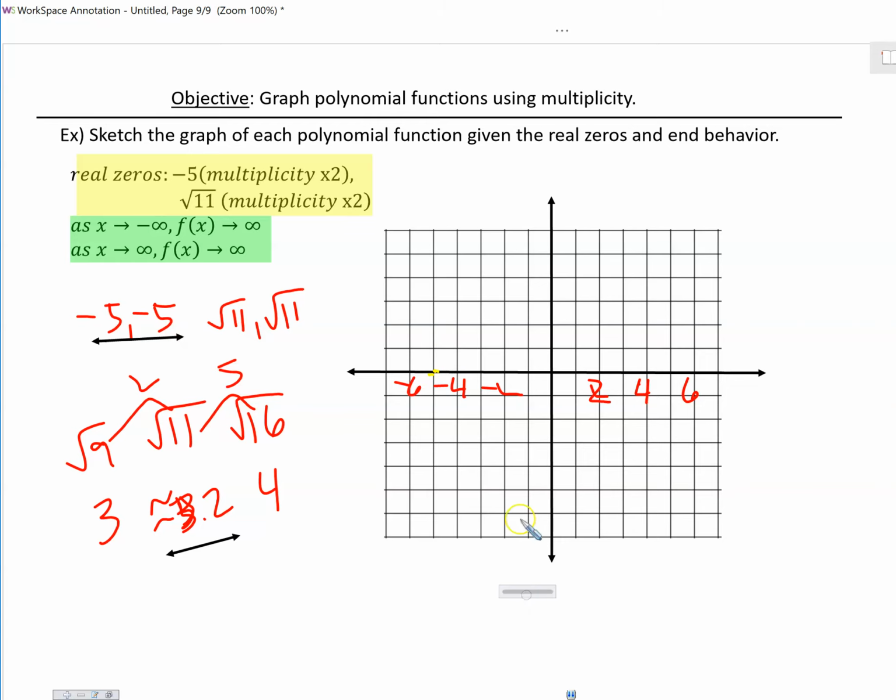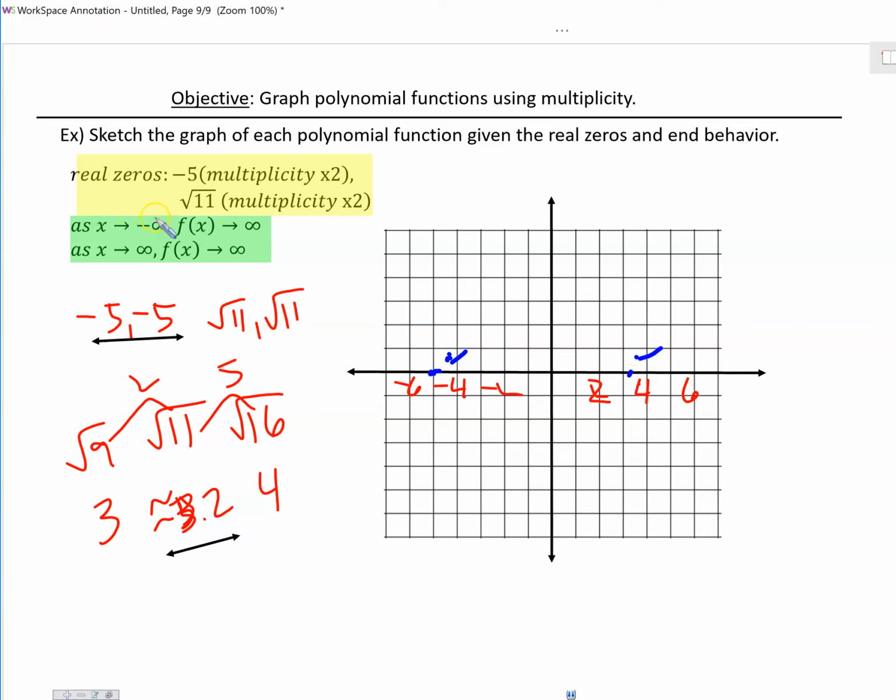Let's change that color to something we can see. There we go. And that has multiplicity, so I want to remember that. It's my little check mark, sorry. And then 3.2. So here's 3, 3.2 would be right around in there. And it also has multiplicity.